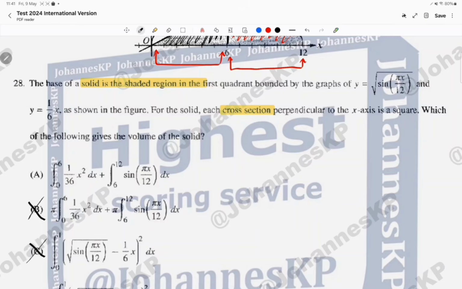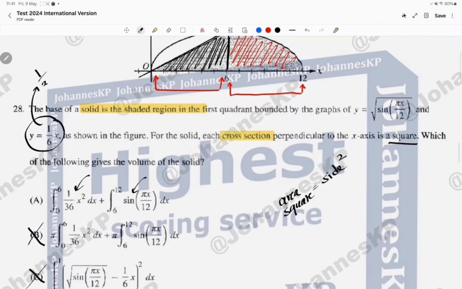But how do we get these things? It's a square. So what's the area of a square? Side squared. So this is one side. When you square it, 1 over 36 x squared. That's a different side. When you square it, sine pi x over 12. And that's how you get those things. So it's choice A.